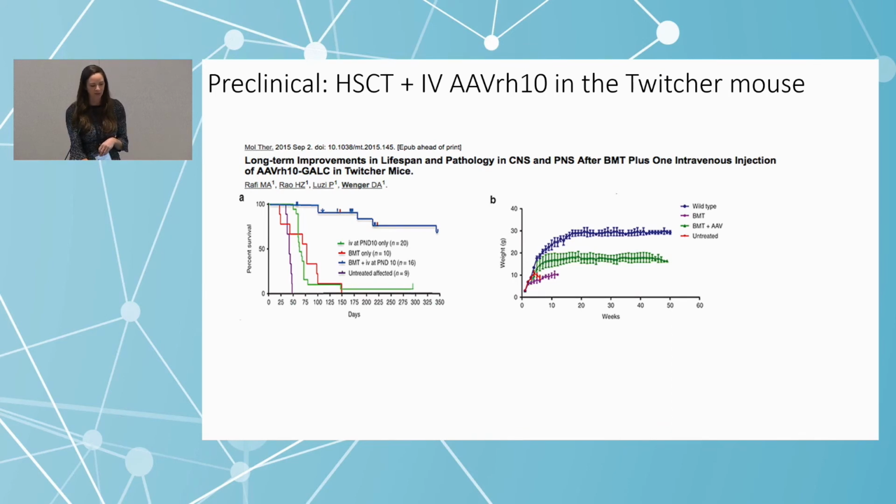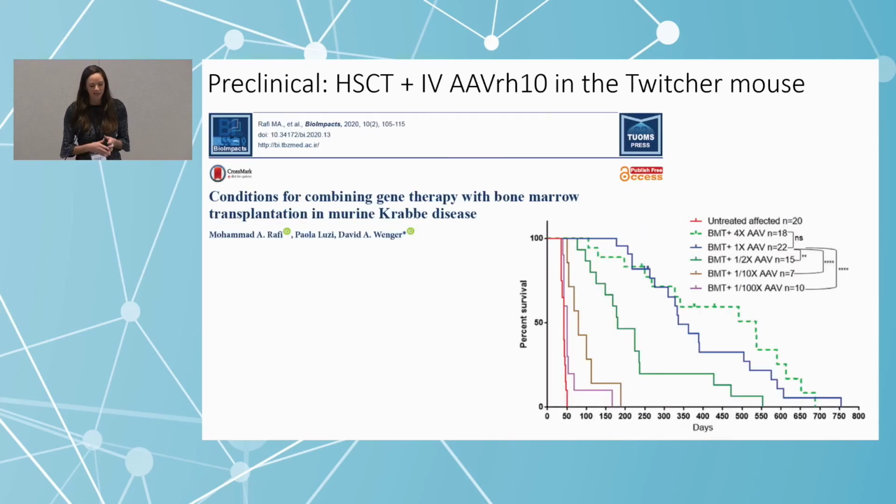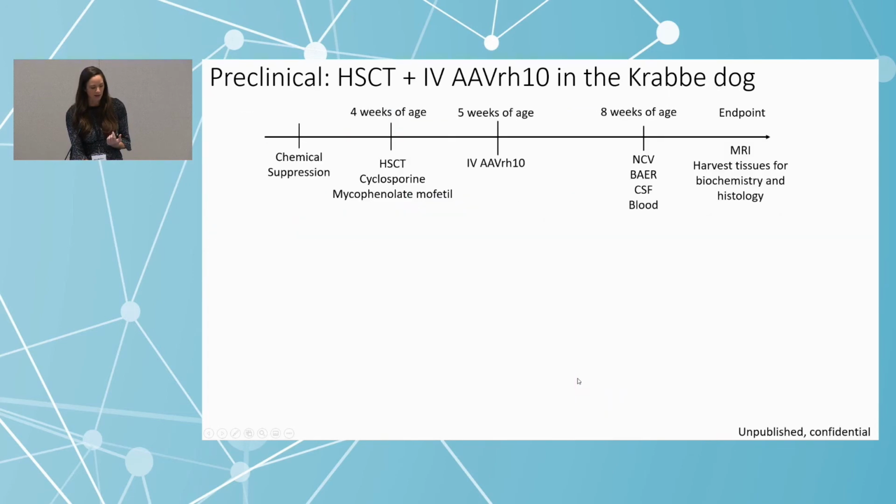So the preclinical study with the HSCT and the intravenous delivery in the Twitcher mouse was done in David Wenger's group, and he was really able to show that in comparison to bone marrow transplant alone or intravenous gene therapy alone, when he combined the two, there was this synergistic effect. He then continued to do dosing studies to determine the optimal dose and timing between bone marrow transplant and the gene therapy, and was really able to show a very clear dose effect with this 1x dose, and then he increased it fourfold, which further resulted in benefit, and then reducing the dose, there was loss of efficacy.